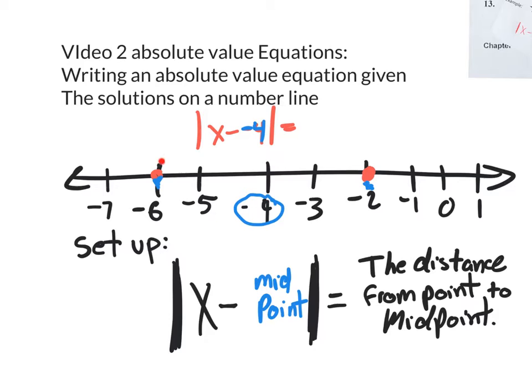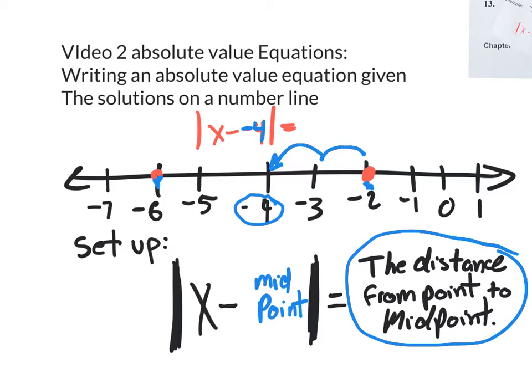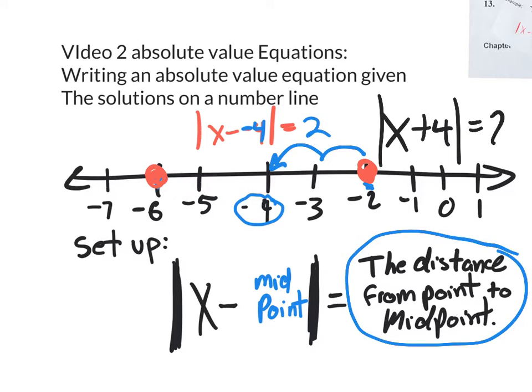So this point and this point, to find the midpoint, you go 1 in, 1 in, 1 in, 1 in. So this is your midpoint, obviously. And this number over here will be the distance from the point to the midpoint. So how far is it from any point to the midpoint? It's 2 units in this case. So it's going to be x minus -4 equals 2. So that's my equation that'll produce the answers -6 and -2. To make it a little bit nicer, I would say the absolute value of x plus 4 equals 2. That's my equation that gives me those answers.